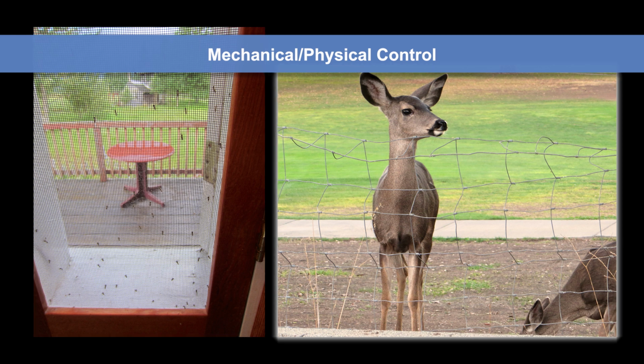Mechanical control for ticks can include landscape modifications, such as fencing, that reduce the number of hosts that may be carrying ticks in your yard. It can also include keeping grass mowed short to reduce tick habitat.